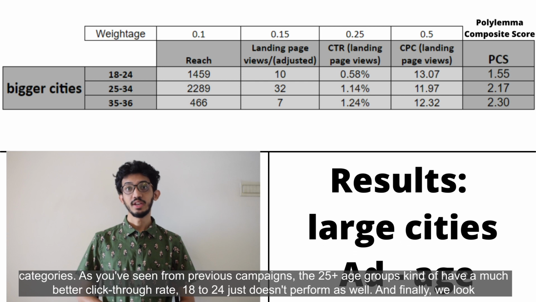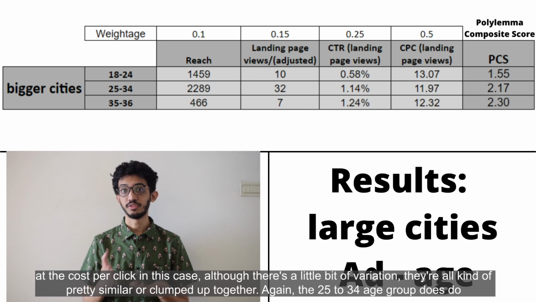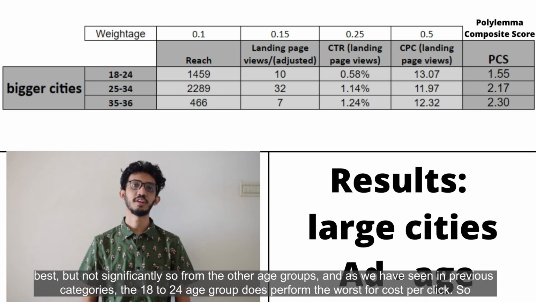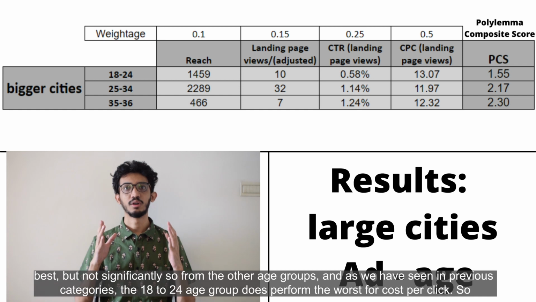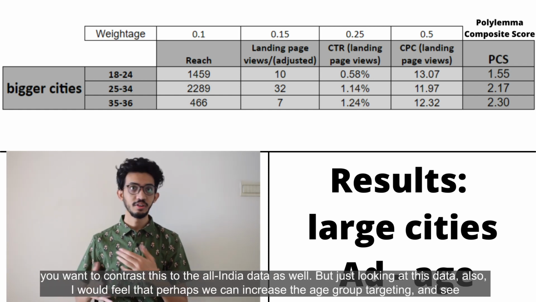And finally, we look at the cost per click. In this case, although there is a little bit of variation, they're all pretty similar, all clumped together. Again, the 25 to 34 age group does best, but not significantly so from the other age groups. And as we have seen in previous categories, the 18 to 24 age group does perform the worst again for the cost per click. So of course you want to contrast this to the all India data as well.